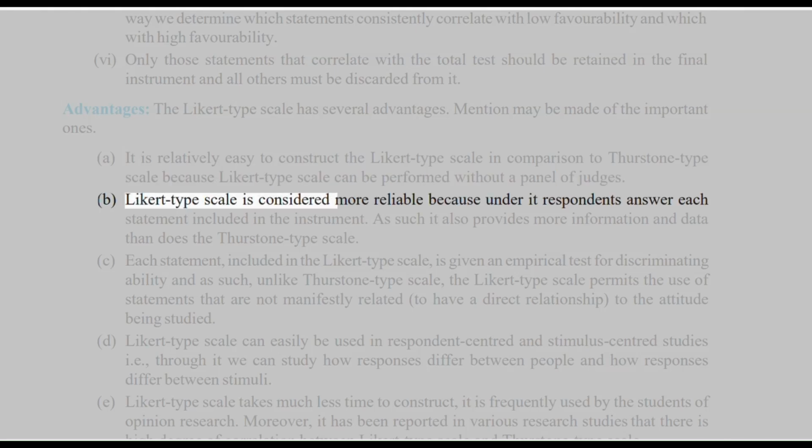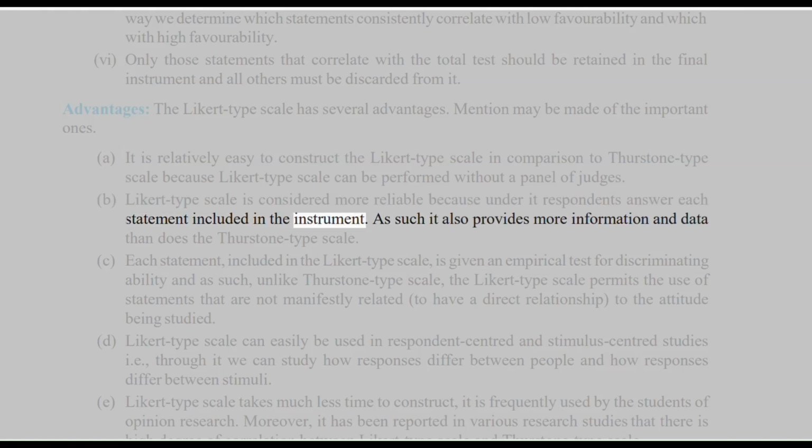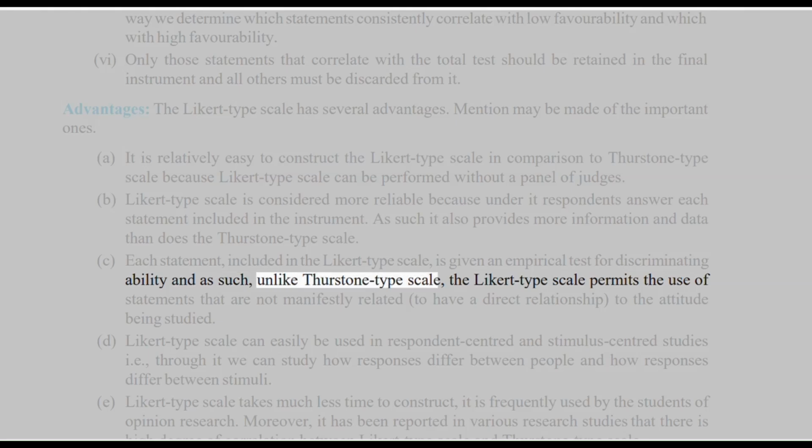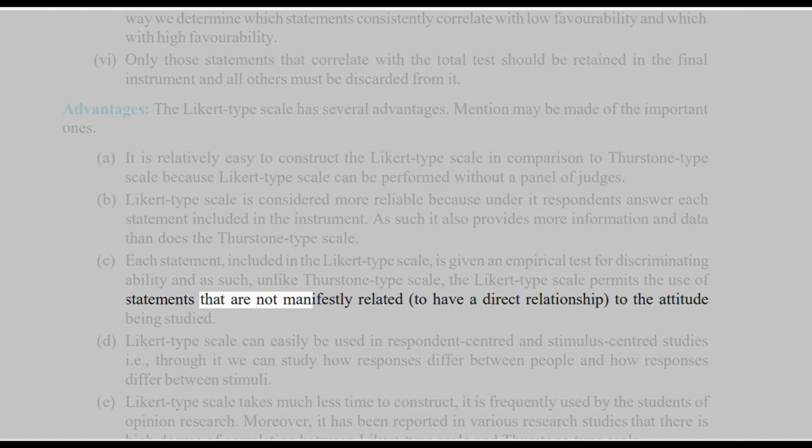B. Likert type scale is considered more reliable because under it respondents answer each statement included in the instrument. As such, it also provides more information and data than does the Thurstone type scale. C. Each statement included in the Likert type scale is given an empirical test for discriminating ability and as such, unlike Thurstone type scale, the Likert type scale permits the use of statements that are not manifestly related to have a direct relationship to the attitude being studied.